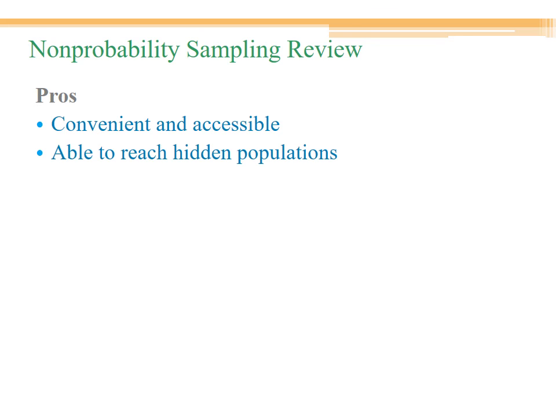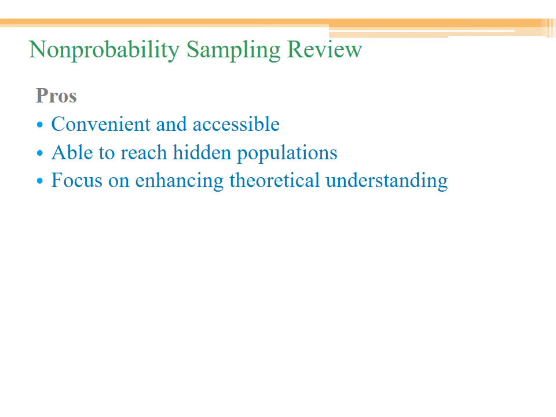So what are some of the pros of non-probability sampling? It's convenient and accessible, so you don't need to find a large sample of, say, 500 or 1,000. Even 30 cases or 30 people would be fine to sample. You can use it to reach hidden populations. It allows you to focus on enhancing theoretical understanding rather than the representative uniqueness of a large population.